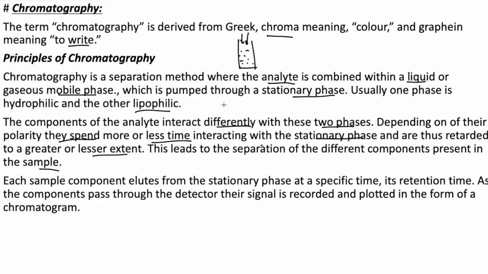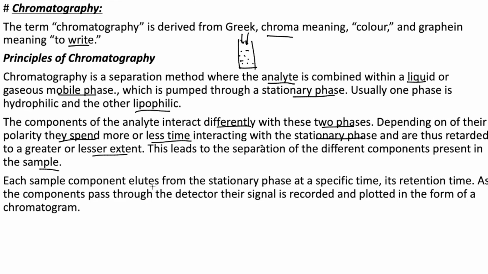Let's say there are three components mixed with each other. Some component will interact with the stationary phase more, and some will not interact that much. So when you move the mobile phase, or the liquid, through this, the one which does not interact properly with the stationary phase will move with the liquid a little bit, and that's how it will be separated from the other two. That's how we separate it.